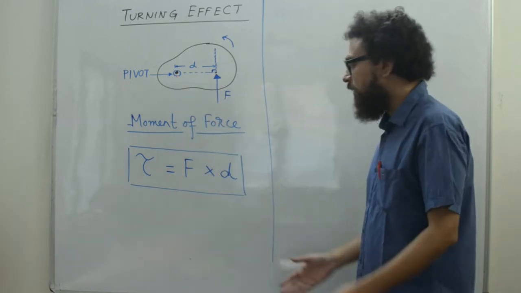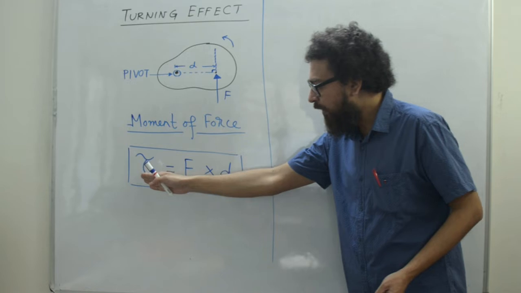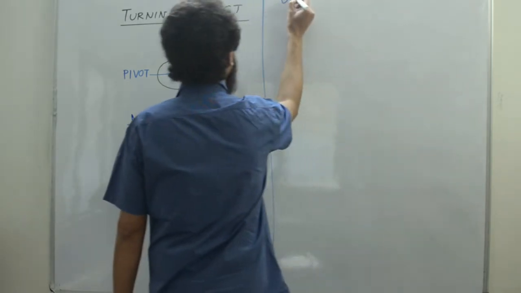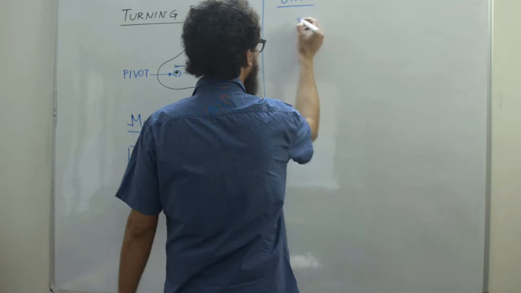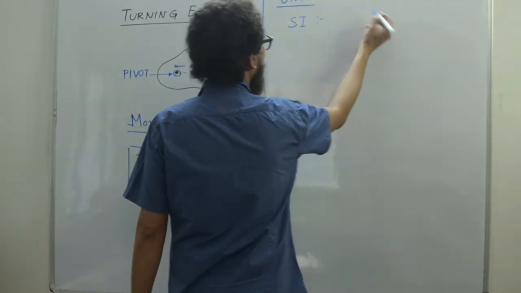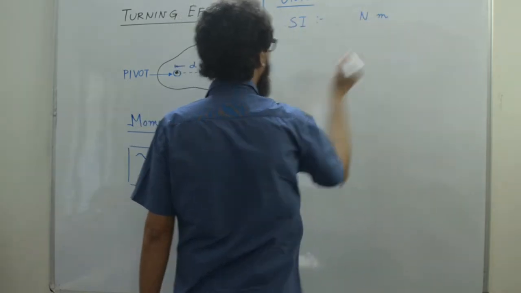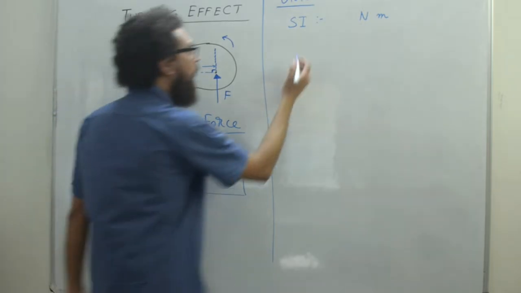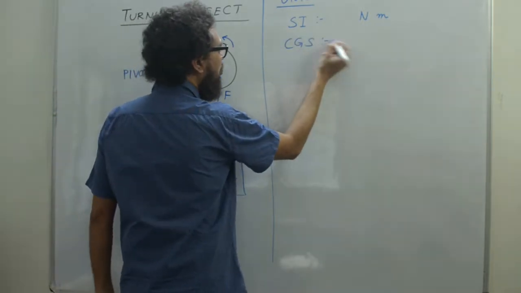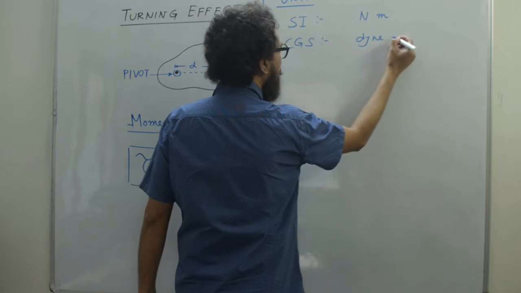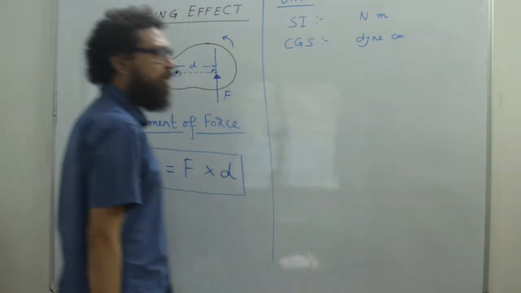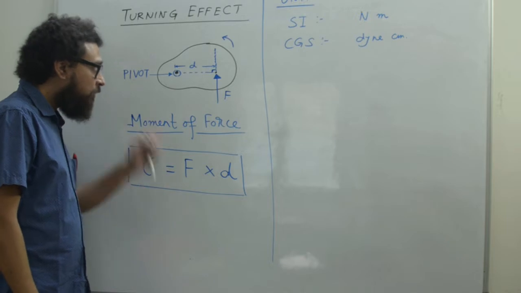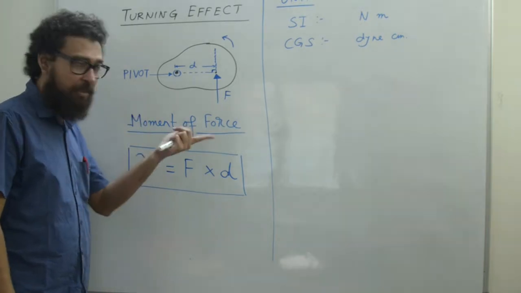Clear? So eventually, when we have got to know a new quantity, the moment of force, we should know the unit. Now what is the unit? In SI, that you have to remember, it is nothing but Newton meter. Newton meter. Can you see? And in CGS it is dyne centimeter. So these are the units. Okay. So this is the expression, this is the unit.